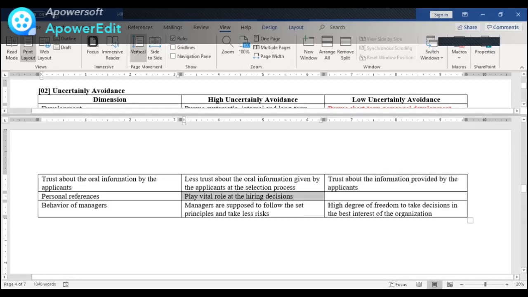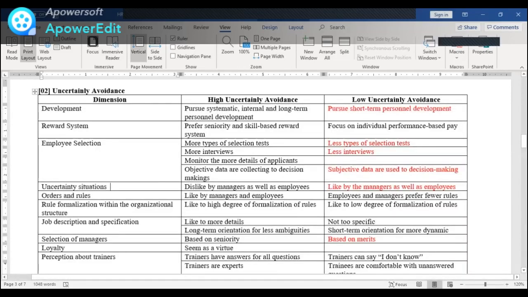Then behavior of managers. Managers are supposed to follow the set principles and take fewer risks under uncertainty avoidance culture. However, in low uncertainty avoidance culture, managers have a high degree of freedom to take decisions in the best interest of the organization. This is the second dimension of national culture I used to explain the application of HRM.